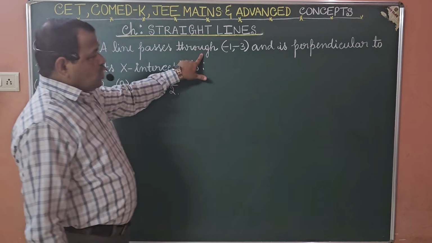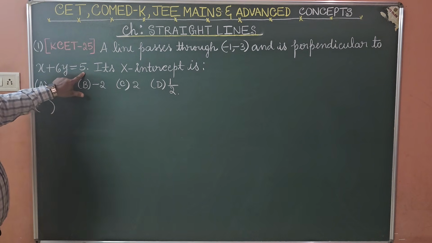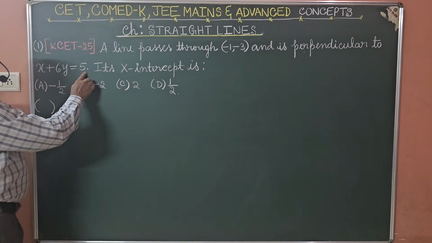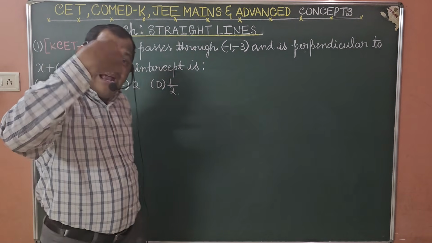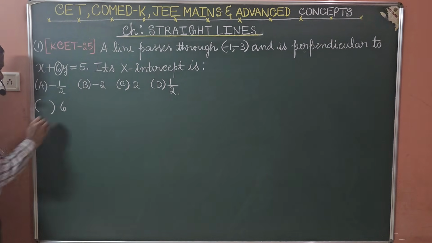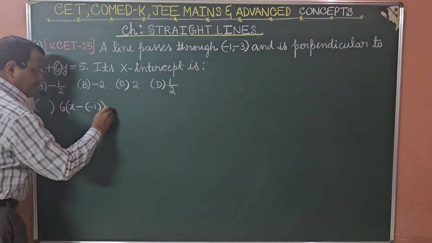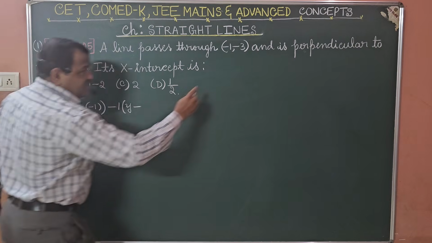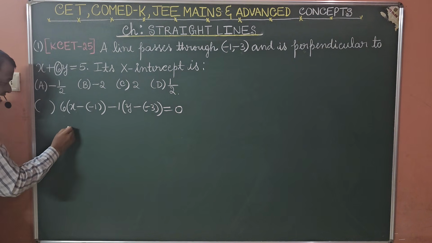A line passes through minus 1 comma minus 3 and is perpendicular to x plus 6y equal to 5. Therefore, to write the equation of the line perpendicular to the given line, we follow the short trick. Then find its x-intercept, the x-intercept made by the new line. See, the short trick is this one. This 6 I will write here. 6 into x minus, this minus 1 I will write here, minus this coefficient of x, 1, I will write here into y minus this minus 3 I will write here is equal to 0.